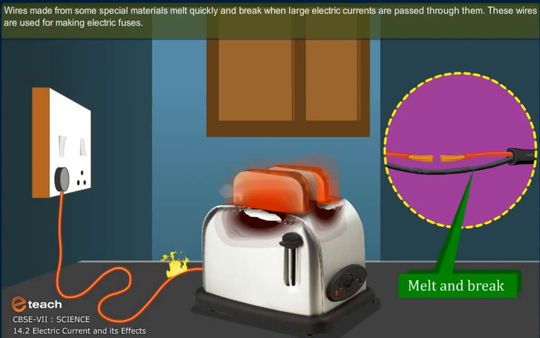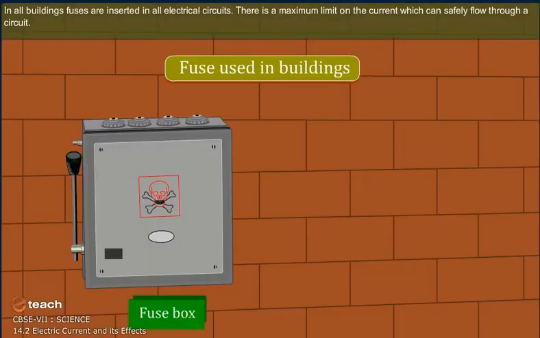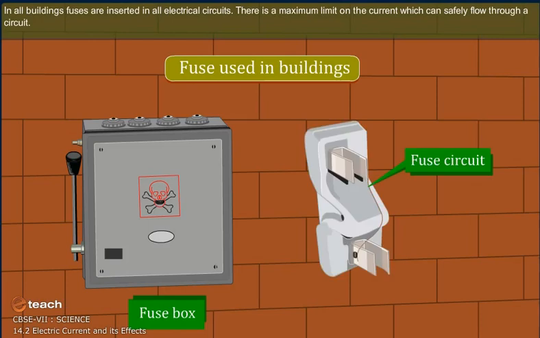Wires made from some special materials melt quickly and break when large electric currents are passed through them. These wires are used for making electric fuses. In all buildings, fuses are inserted in all electrical circuits.